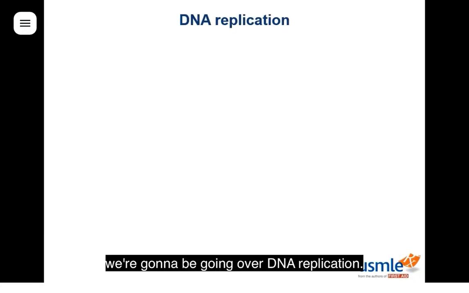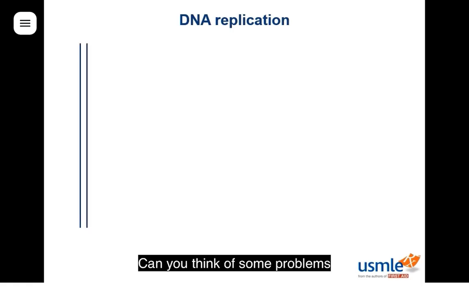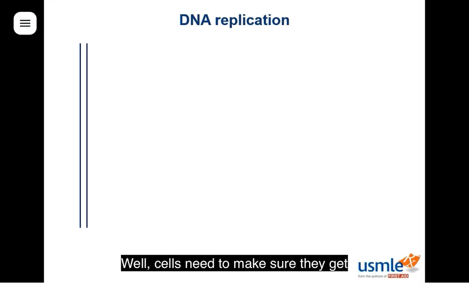Hey guys, we're going to be going over DNA replication. Can you think of some problems that cells need to consider when replicating their DNA? Well, cells need to make sure they get exactly 2 copies, which are identical, and they need to make sure replication happens only once per cell cycle and at the right time. And they need to make sure that everything happens quickly enough that rapidly dividing cells won't be held up while they wait for their DNA to replicate. After all, you've got 3 billion base pairs, so you need to be efficient.